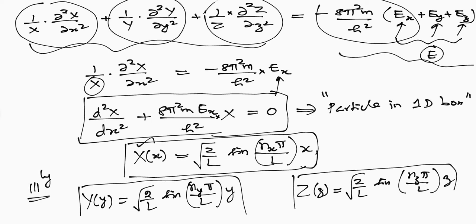Okay, so once you know these solutions, we can find the wave function by multiplying these three solutions. How to do that, see. So what is the wave function? The wave function psi, which is a function of all the variables x, y, z, is given as the product of these three functions, that is, the x, y and z functions.